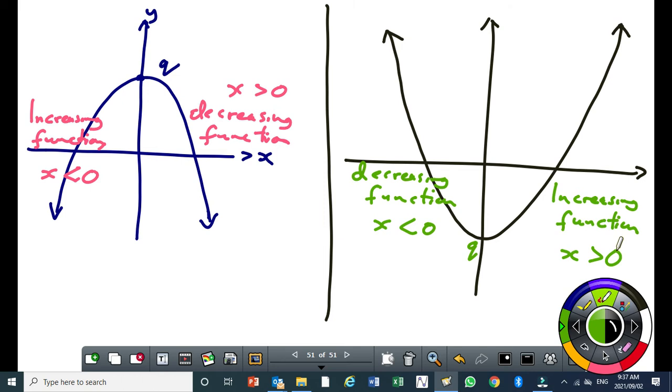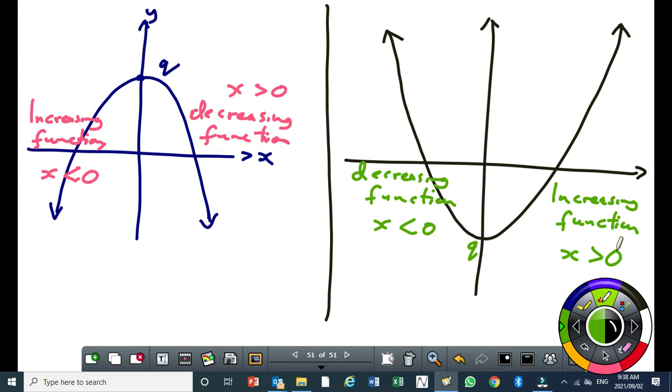So as we approach the minimum turning point, as the x values increase, the y values are decreasing until they stop increasing or decreasing here. There's a decreasing function up to there. Then the x values will continue to increase, while the y values are also increasing. It becomes an increasing function. Also, the gradient is negative to the left of the minimum turning point. It's positive to the right of the minimum turning point.